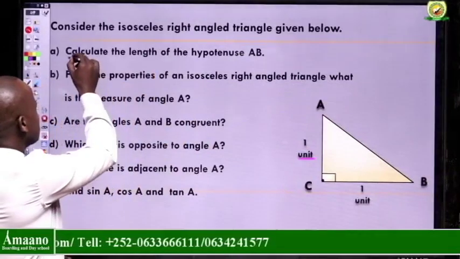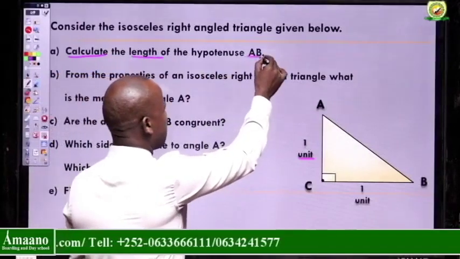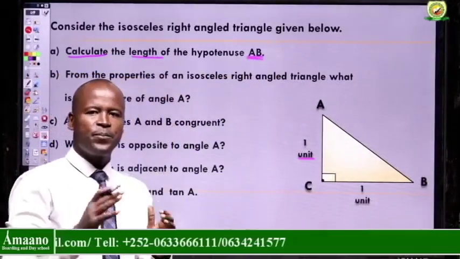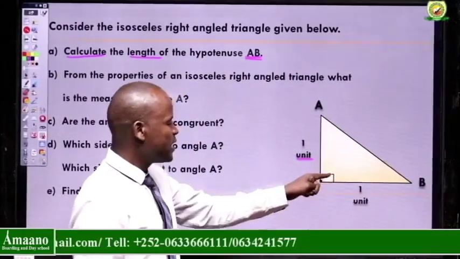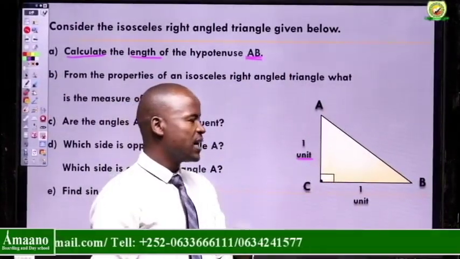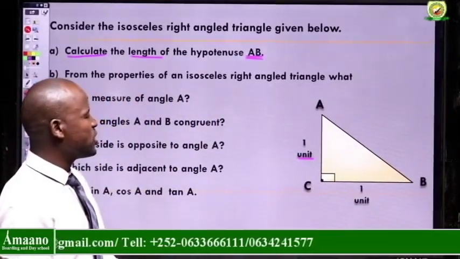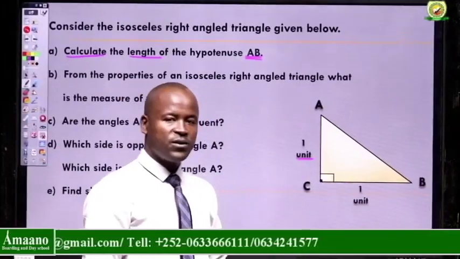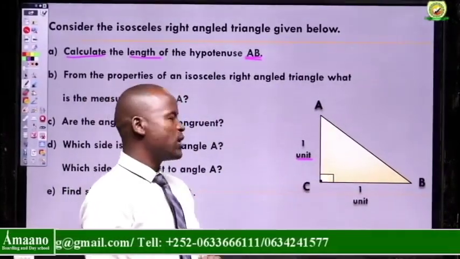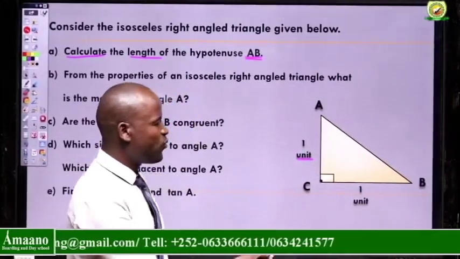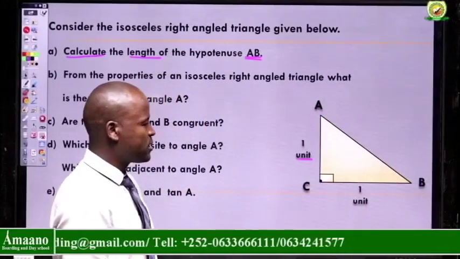So the first question says, calculate the length of the hypotenuse AB. We defined hypotenuse last time. Hypotenuse means the longest side, or the side which is opposite to the right angle in the given right-angled triangle. So the first question is, calculate the side length of the hypotenuse AB. As you can see here, we have a right-angled triangle, so to find the side length of AB, we use the Pythagoras theorem.